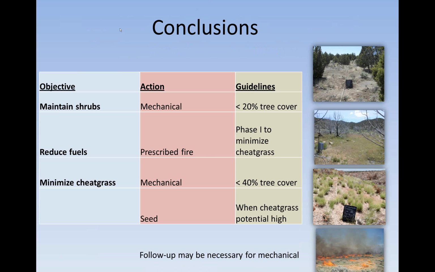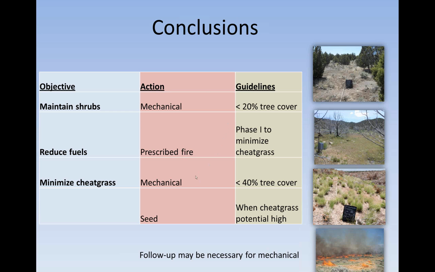So in conclusion here, as I wrap this up, I've come up with a simple chart here. If you really want to maintain your shrubs, you should use a mechanical treatment, and you should do it before you get to 20% tree cover, where you will lose more than 50% of your shrub cover. But you might want to do some follow-up cool season burns to reduce the fuel and potential of subsequent fire. If you really want to reduce your fuels, you can use prescribed fire, but you really ought to do that where you have good perennial grass understory, and do it in phase 1 so you minimize your cheatgrass response.